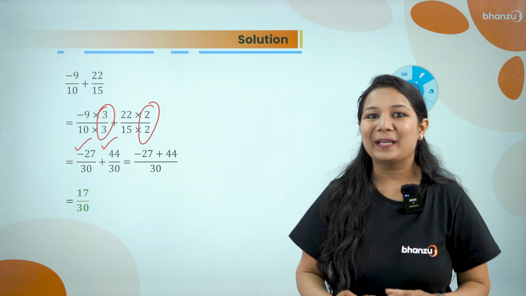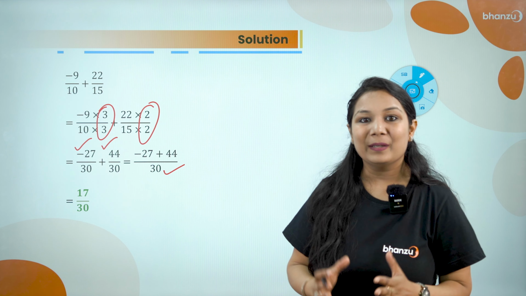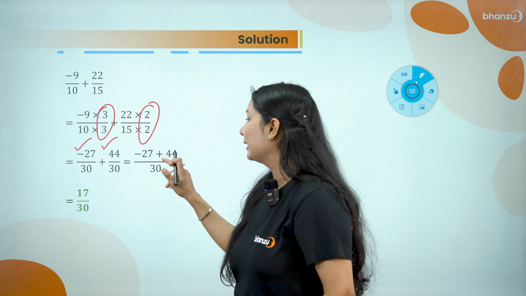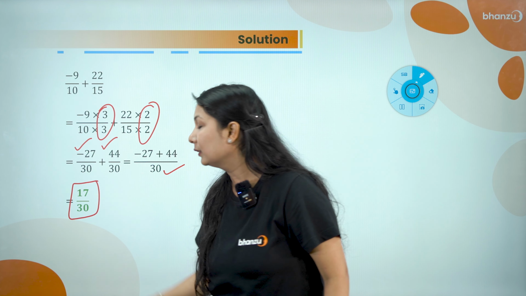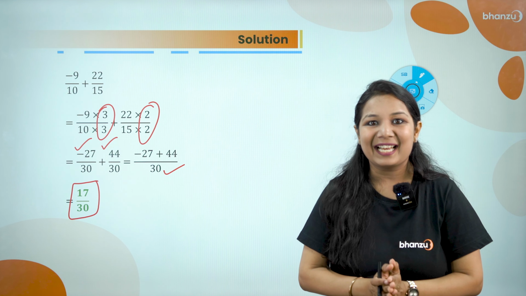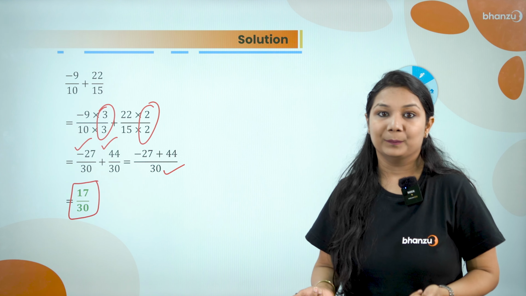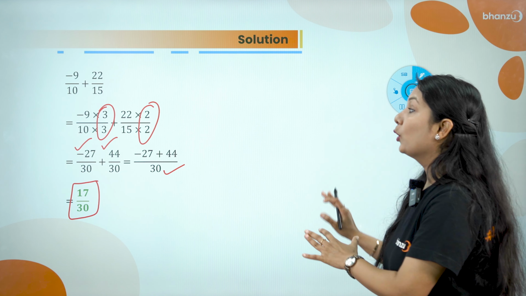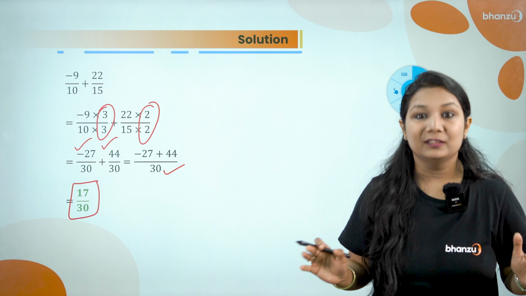Now since the denominators are the same, we are going to take it common and add the numerators. So it is minus 27 plus 44, which is 17 by 30. How did we get that? By applying the rules of integers. When you have different signs, we subtract and we put the sign of the greater number. So this is how we do addition of rational numbers when the denominators are not the same.